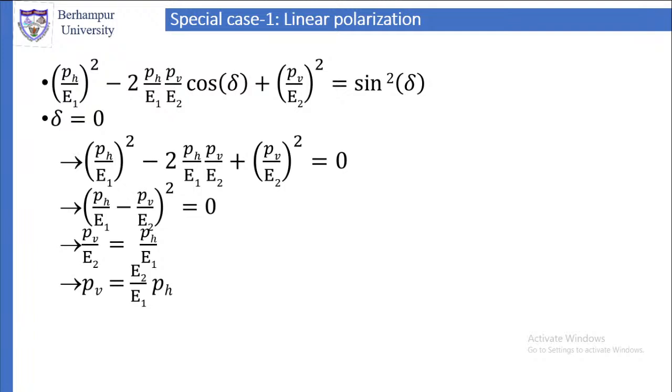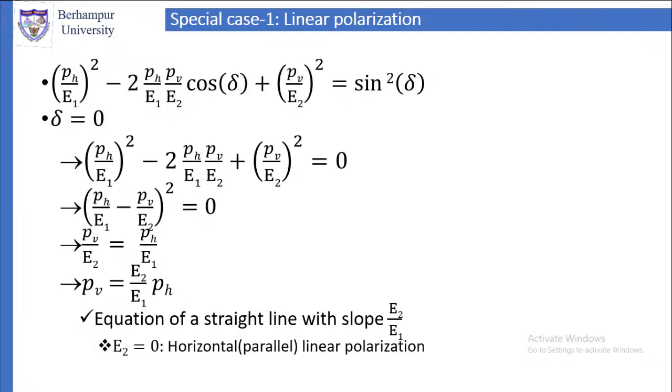A straight line is linear. This is a linear equation, and this is an equation of a straight line with slope E2 by E1. When E2 is equal to 0, then this straight line is horizontally linearly polarized.